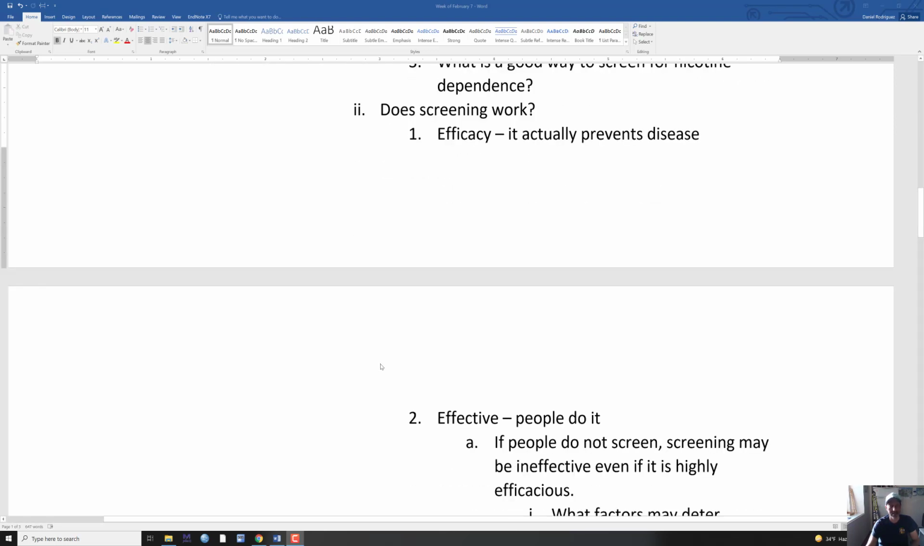Does screening work? That's a good question. So this is important. I need you to know the difference between efficacy and effectiveness. Okay, this is really important. In fact, I put it on an exam, I trick you that way. So efficacy means that something works. It actually prevents the disease. This is a measure of validity. How valid is something, right?